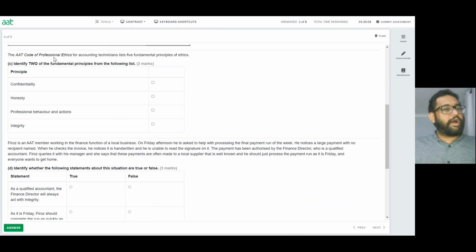The AAT Code of Professional Ethics for accounting technicians lists 5 fundamental principles. Identify two of the fundamental principles from this list. If you look at that here, certain words come up, but the fundamental principles are 5. These are called objectivity, integrity, professional, what is that again? Professional behavior and due care. And then the last one is going to be confidentiality.